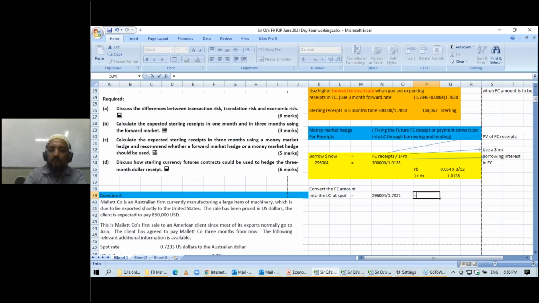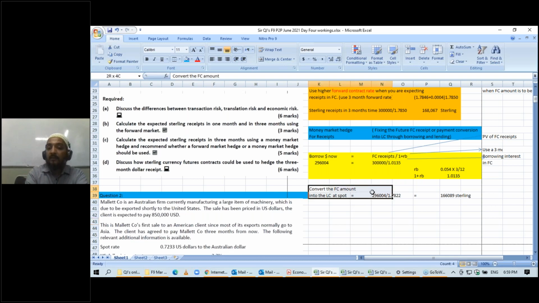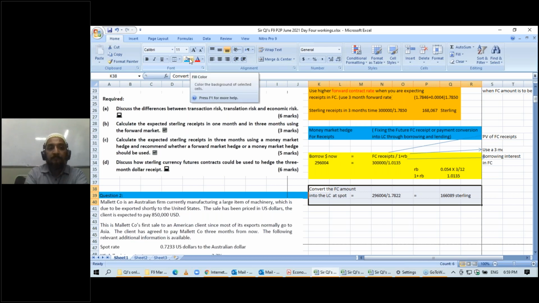So this gives you 1,66,089 sterling. Now you have the sterling amount, the local currency amount, received. Now remember that you borrowed in foreign currency, so after 3 months time you have to pay interest on it. So you are getting a cost.